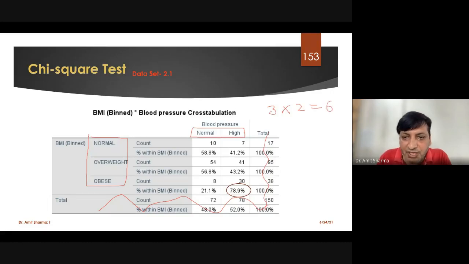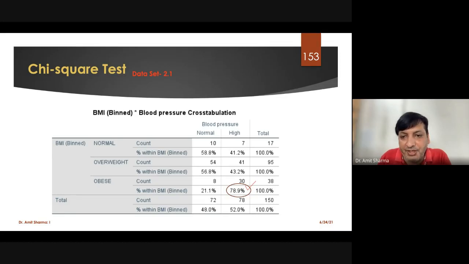And what are these 6 values? 6 percentages. The first one, second, third, fourth, fifth, and this is the sixth one. These 6 percentages we have to see. We will not look at the total of x and the total of y. Clear? So out of these 6 values, wherever you find the highest percentage, that will be quoted in the results. As you can see, out of these 6 values, we get the highest percentage of 78.9 here. So I have marked this circle.